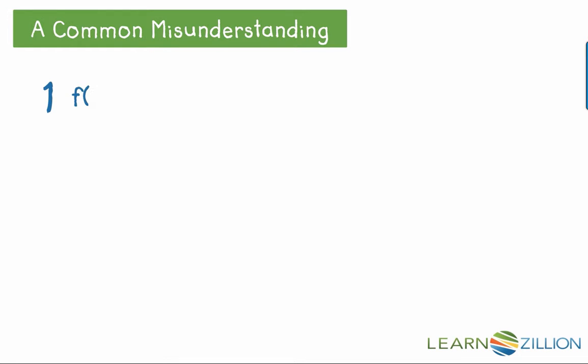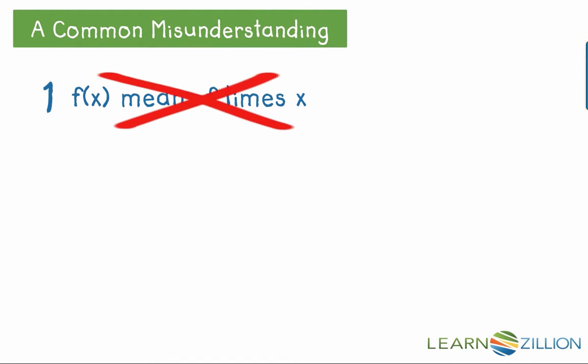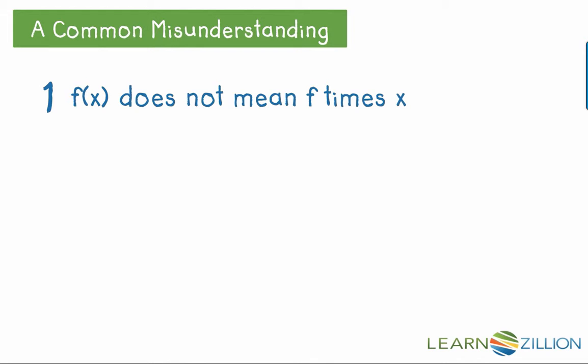Number one, many students think that f of x means f times x, but this is not the case. F of x does not mean f times x. Look at the equation below. F of 3 looks exactly like 2 times 3, which makes it really confusing, but you have to remember that this is not the same thing. F of 3 is just showing us that f of 3 is our output when 3 is my input.